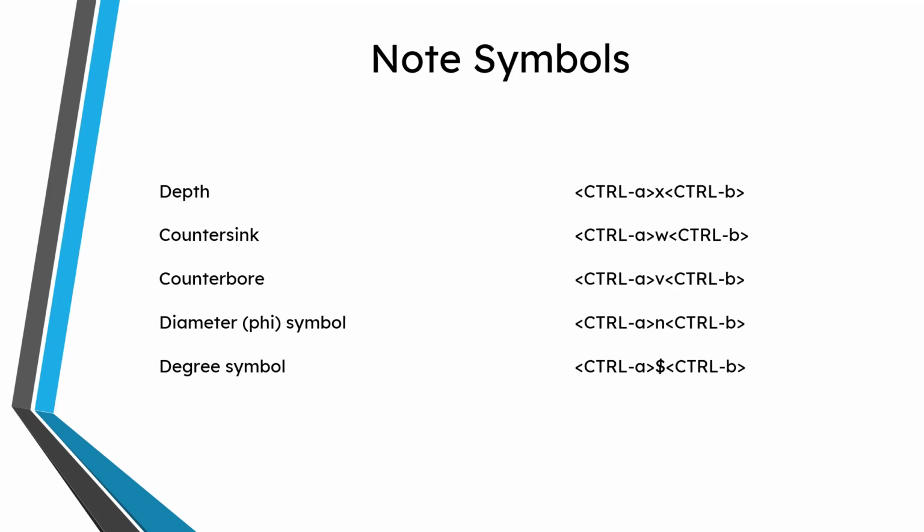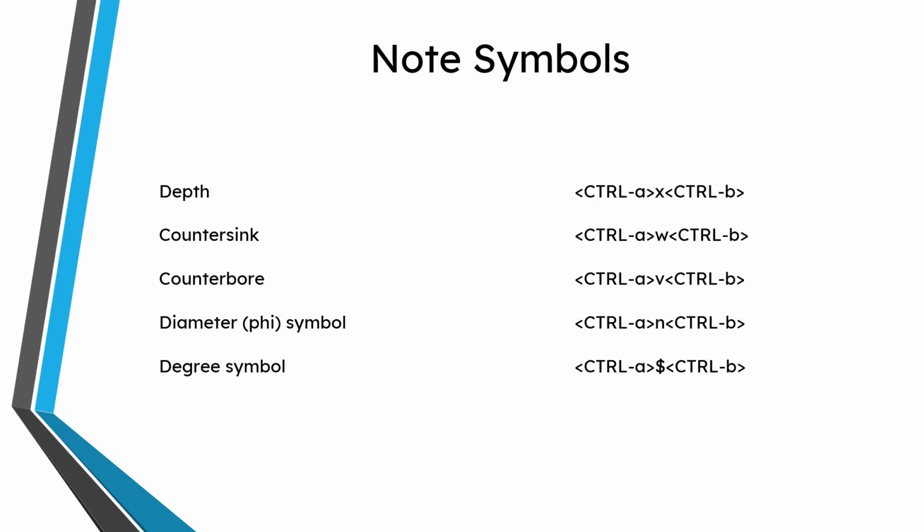There are also special symbols that you can incorporate into your hole notes, like for depth, the countersink symbol, the counterbore symbol, the diameter symbol, and also a degree symbol. When you are incorporating these, you can see over on the right we have the key codes that you would type into your hole note format. You can see that they say Control A, then a letter, then Control B. Be aware that you're not going to press the Control key on the keyboard and then hit the letter A. You're actually going to type this out exactly as I have here. You're going to have the left bracket, you're going to type in CTRL-A, and then the right bracket, then the appropriate letter, and then do the same thing for CTRL-B.